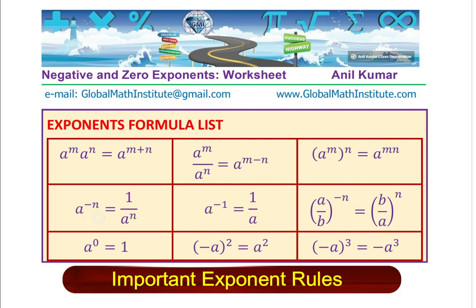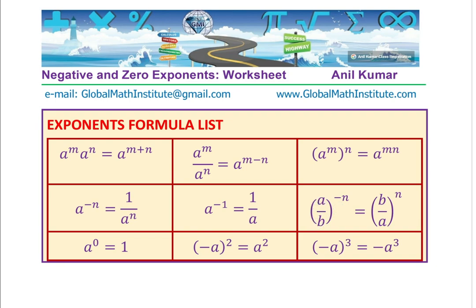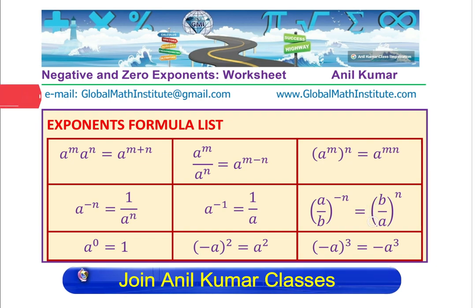And that is the reciprocal we are talking about. a to the power of minus n will be 1 over a to the power of n. If it is minus 1, then it is the reciprocal, 1 over a. If we have a fraction like a over b to the power of minus n, then a and b flip, and you write this as b over a to the power of n. Remember, anything to the power of 0 is just 1. We'll prove it in this video also.